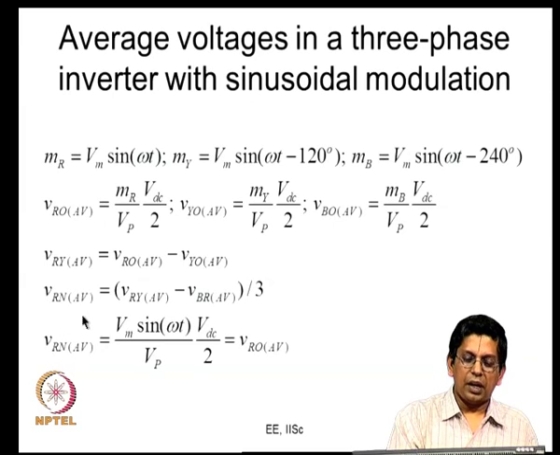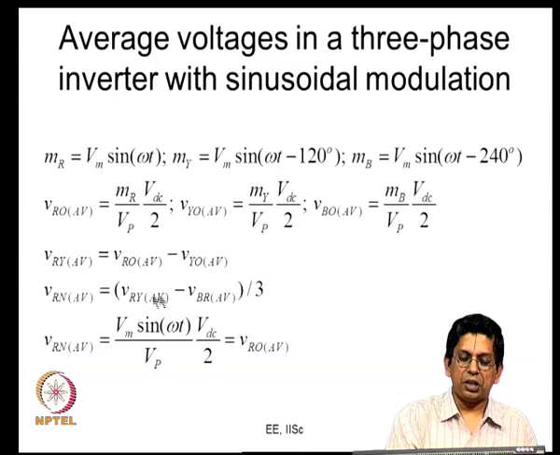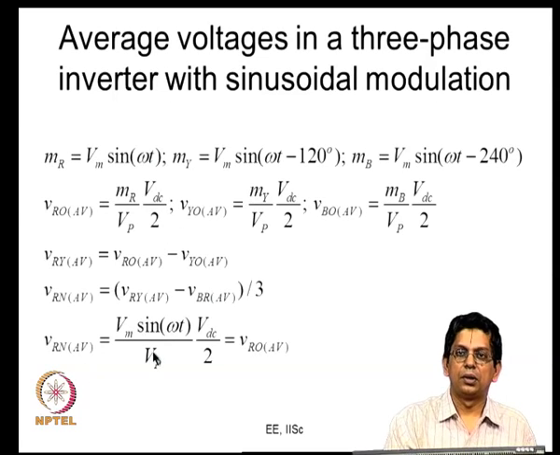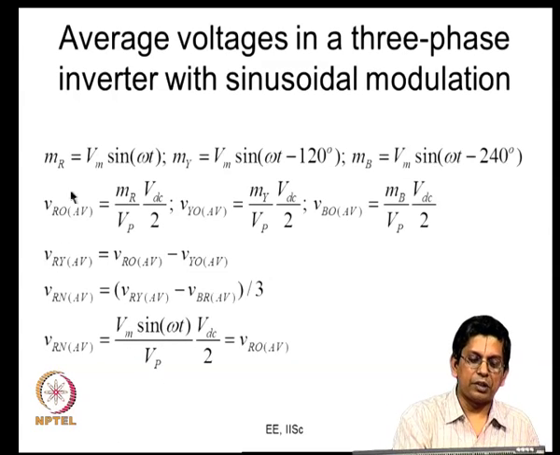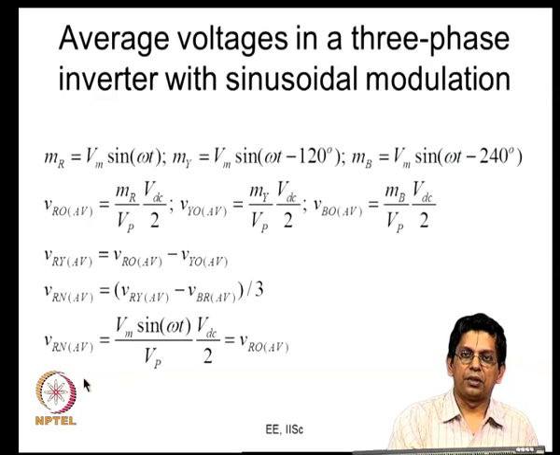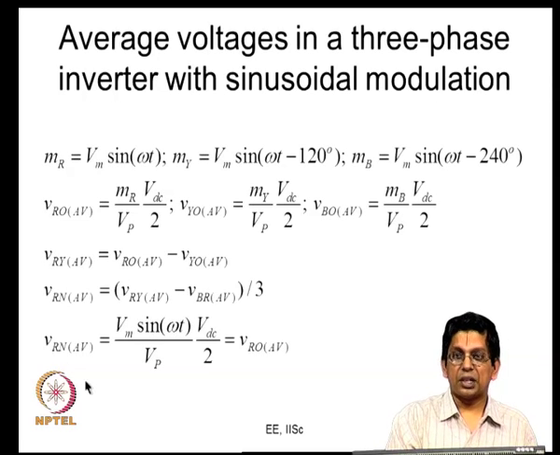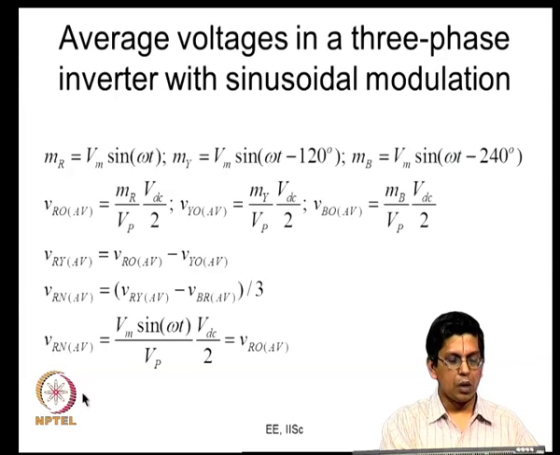Then VRN average, if you consider balanced three phase loads, is 1 by 3 times VRY average minus VBR average. And if you look at VRN average, it would actually be VRO average itself. This will be Vm sin omega t by Vp into VDC by 2. In case VRO average has some common mode, that common mode will not appear in VRN average, as we see now. So, you have this kind of VRN voltage applied here. This voltage gets applied on the load and a certain amount of current flows through the load, and the power factor of that current is also important. The amplitude and the power factor of the current are important in determining your conduction as well as switching losses.